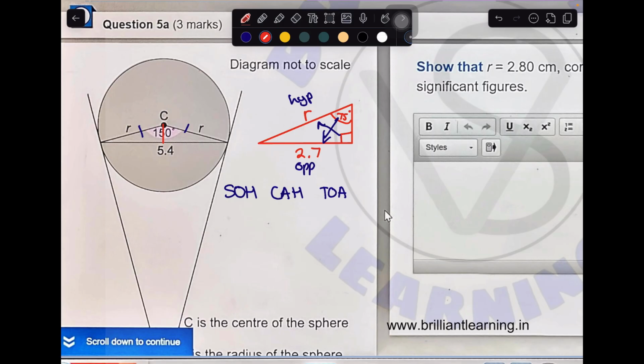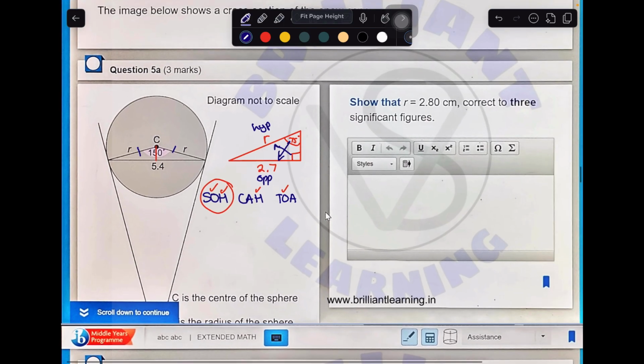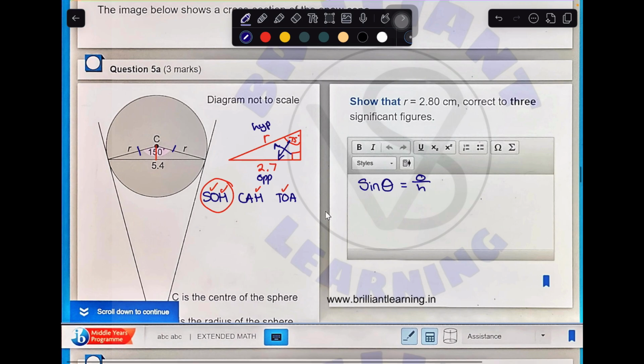For this question, we've got opposite, got the hypotenuse, 2 ticks with sine, so we are using sine. So sine of theta is equal to the opposite over the hypotenuse. Let's fill in what we know. Well, we know that our angle is 75, our opposite is 2.7, and h is our radius. Okay, so to rearrange this, radius would be equal to 2.7 over sine 75.